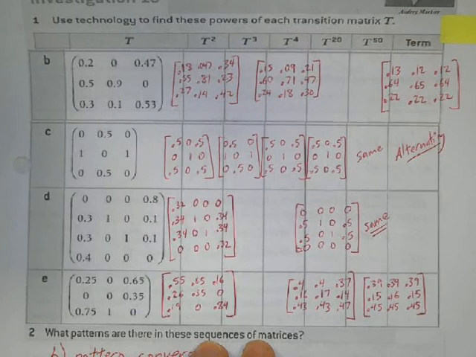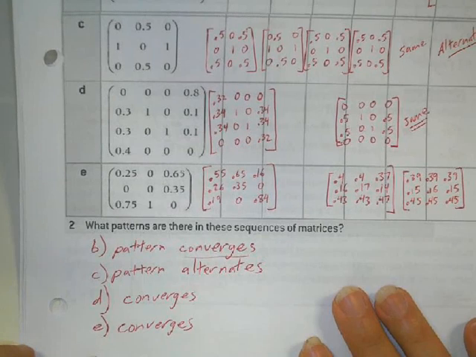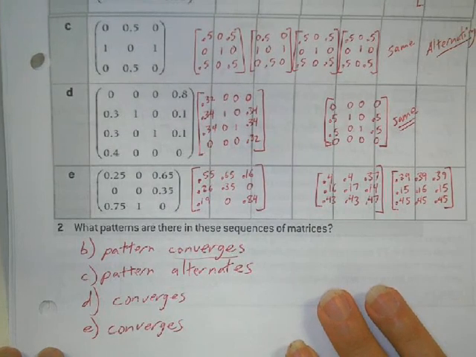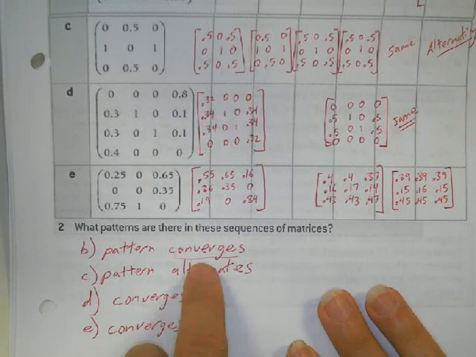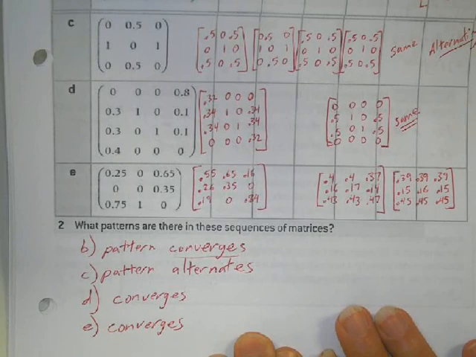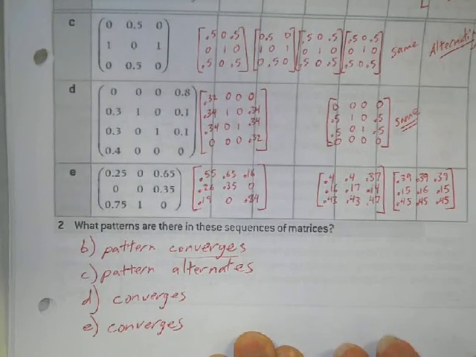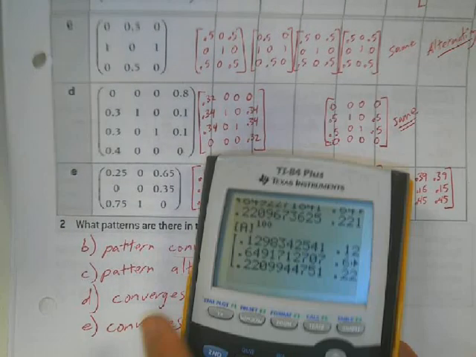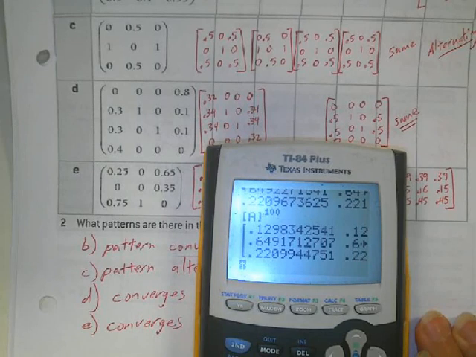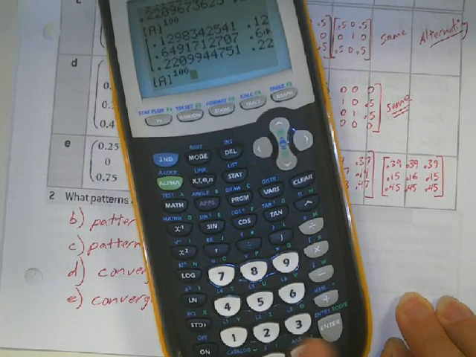So the important thing, you might want to hit pause if you want to copy any of this down, is that the patterns converge for B, D, and E. So for these three transition matrices, as the power gets higher and higher, the transition matrix turns out to be the same. One thing that's useful, if you want to know how I'm getting this typed in, all I was doing was hitting second and enter, and then going up here and changing it.